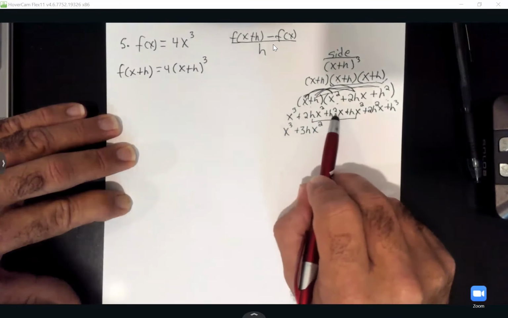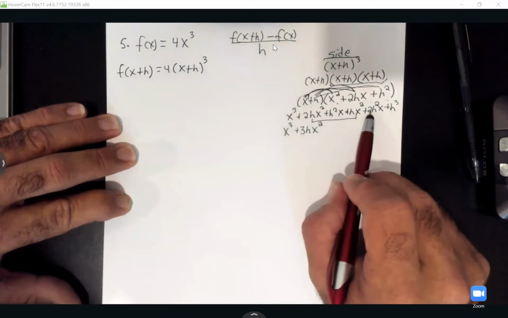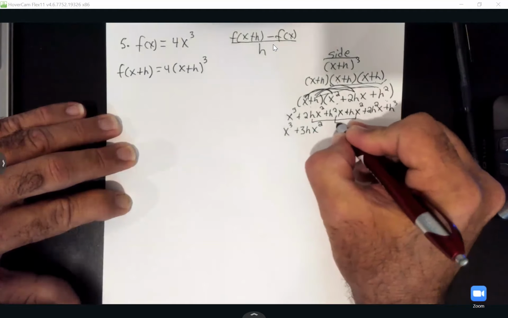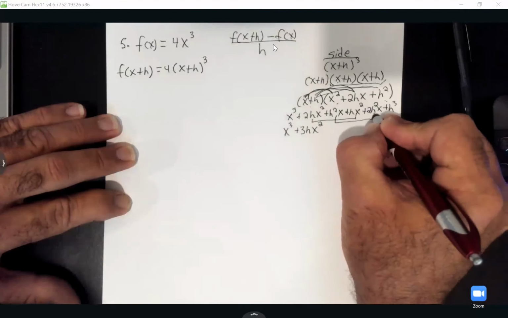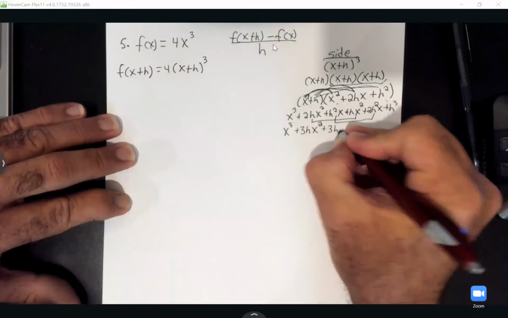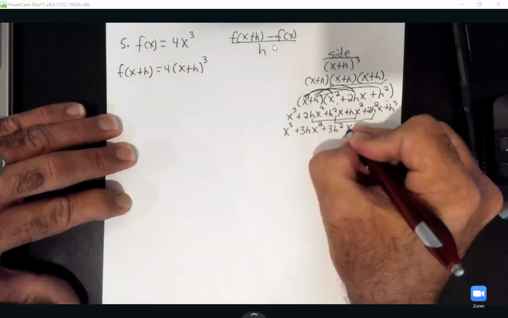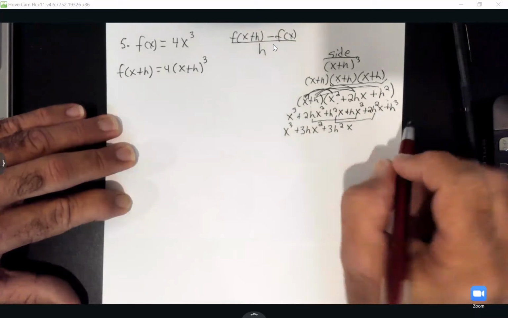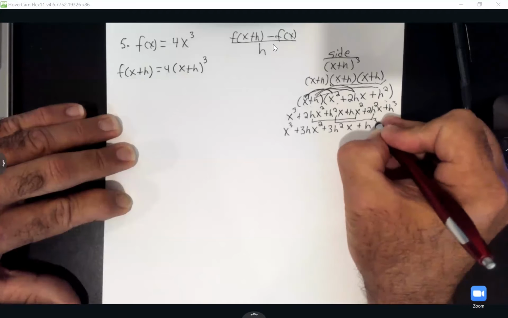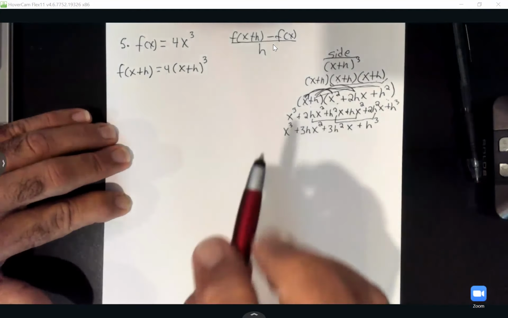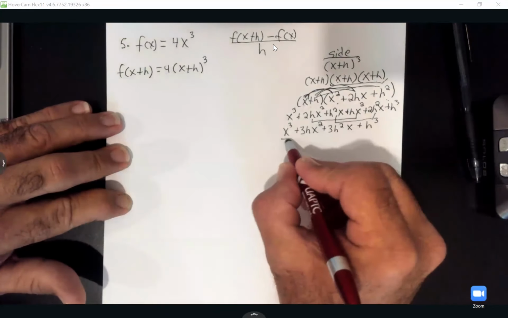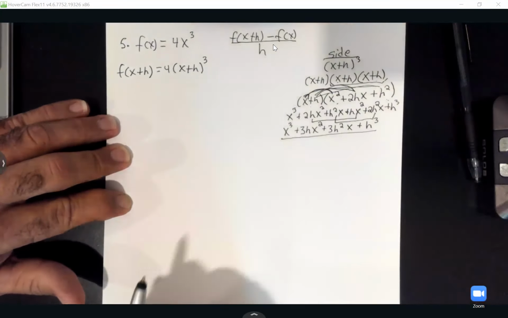Here I have an h squared x. Here I have 2h squared x's. So this h squared x plus 2h squared x's gives us 3h squared x's. And then at the very end is our plus h to the 3rd. Anytime you get an x plus h to the 3rd, that is what we're going to replace it with.